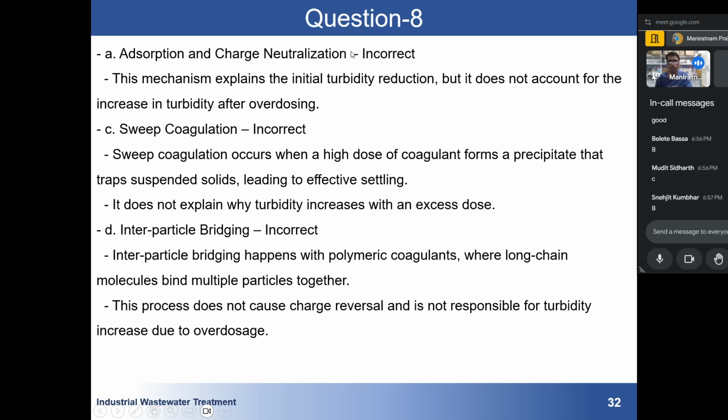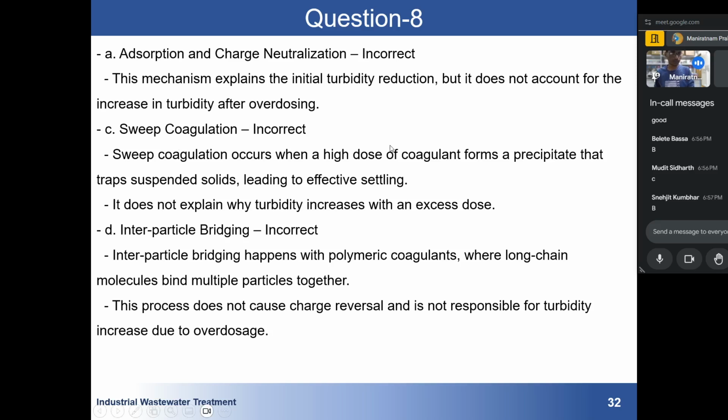Adsorption and charge neutralization is incorrect. This mechanism explains the initial turbidity reduction, but it does not account for the increase. Due to charge neutralization and adsorption, initially there is a decrease in turbidity. We know that coagulation also involves some charge neutralization and adsorption, but this does not explain why there is an increase. So it is partially correct and overall incorrect.